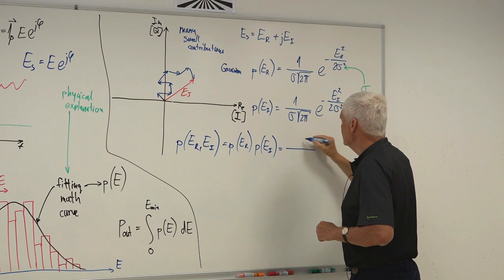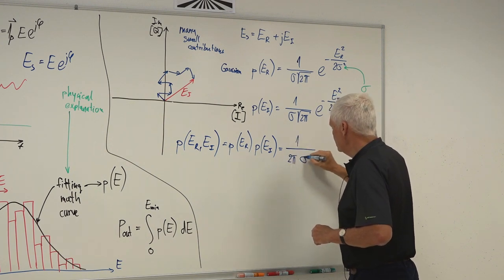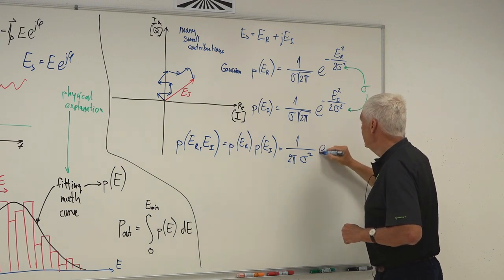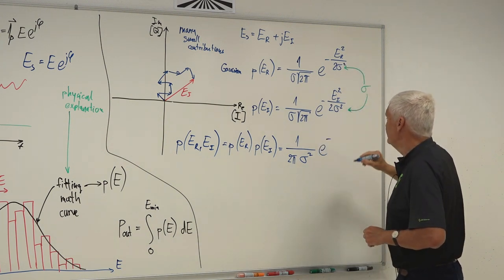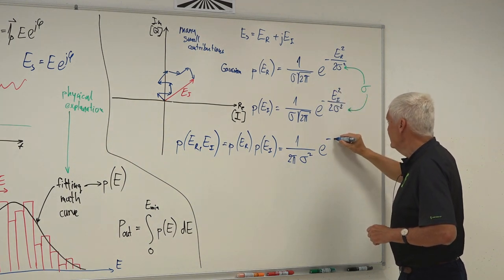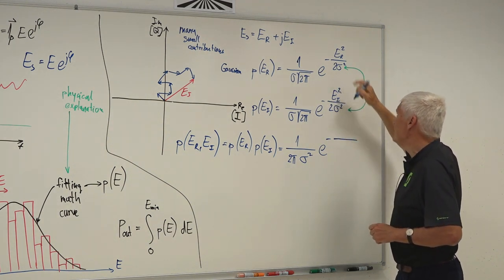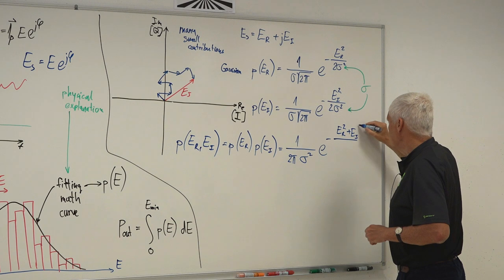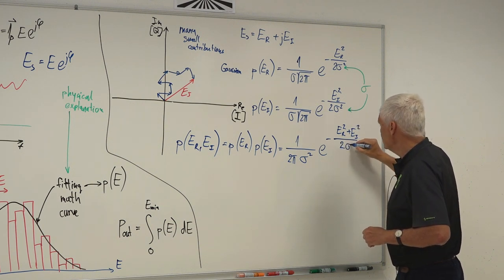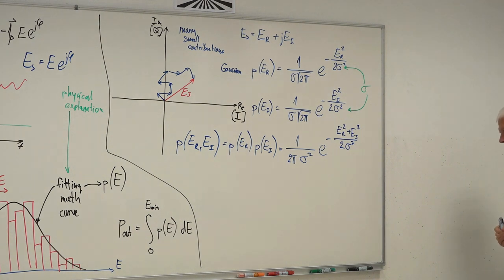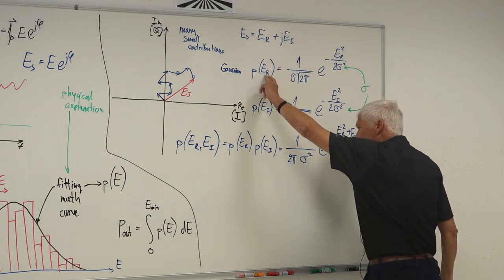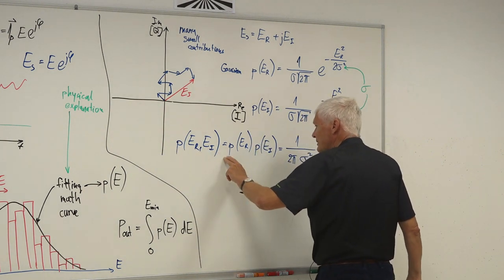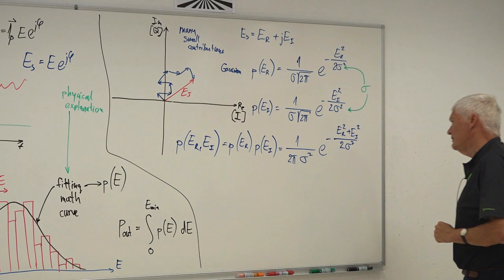If I rewrite this, this is 1 over 2 pi sigma squared, e to the minus. And the product of two exponential functions is the exponential of the sum of the two exponents. So E real squared plus E imaginary squared over 2 sigma squared. Since these two are statistically completely independent, the common probability density of the two is just the product of the single probability densities over here.